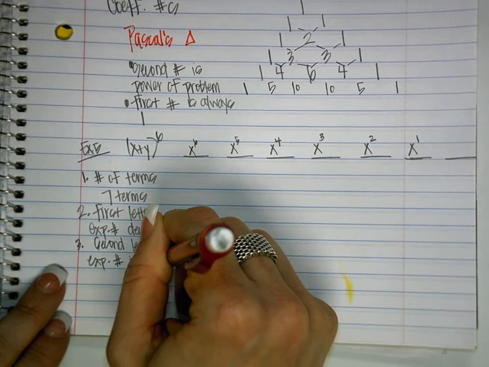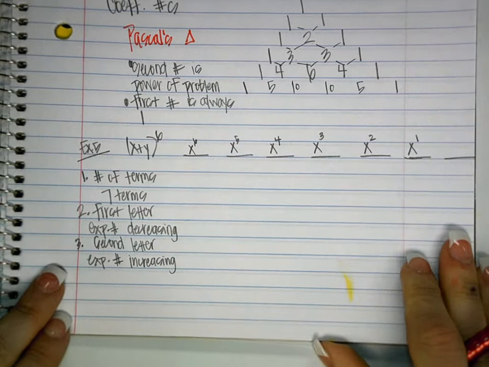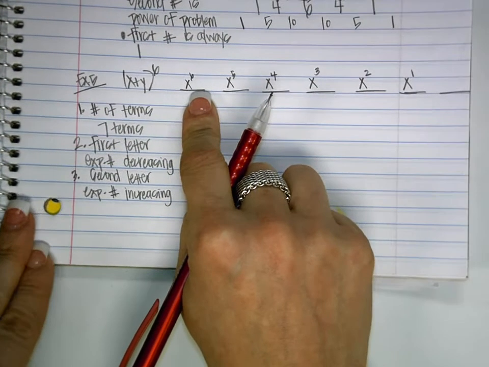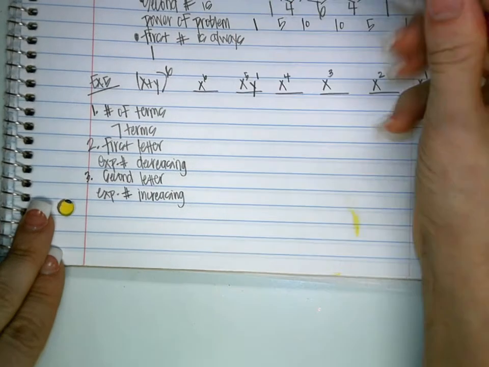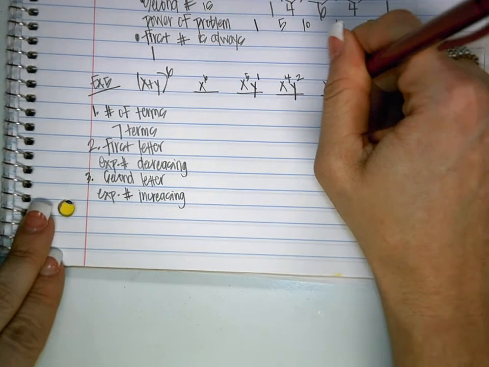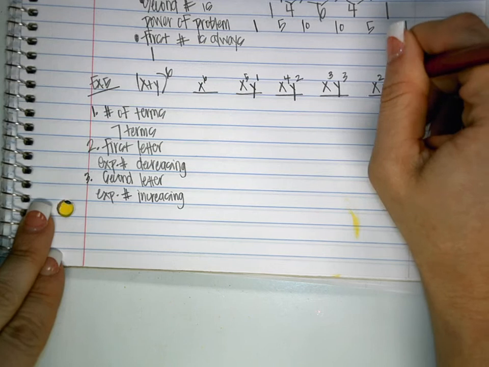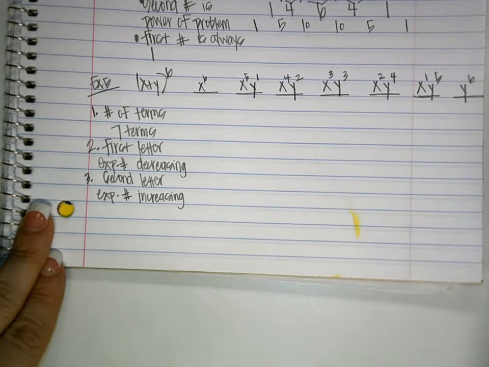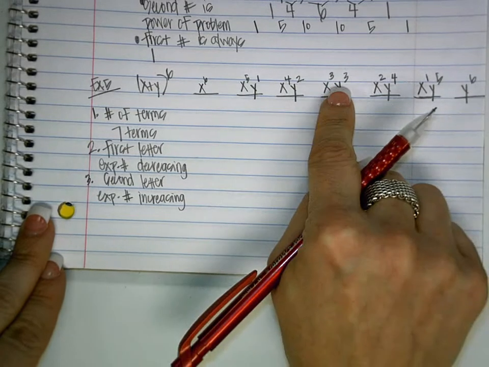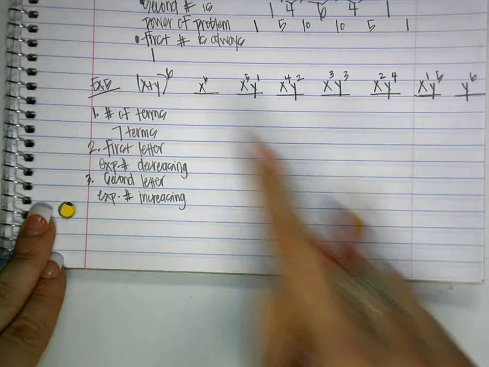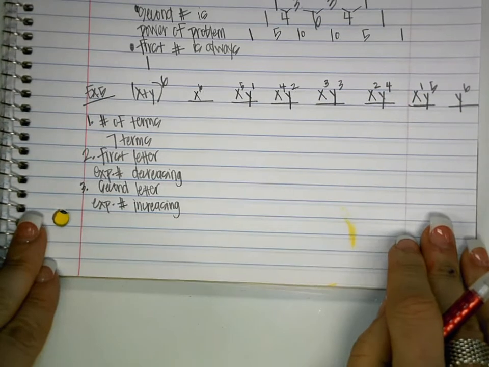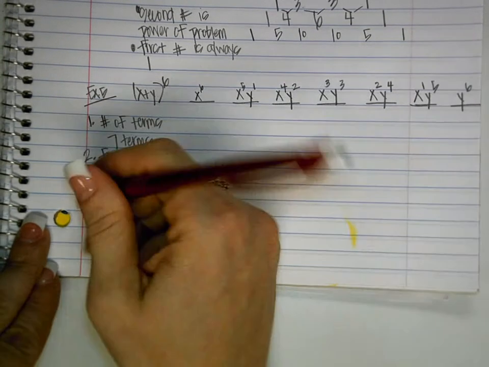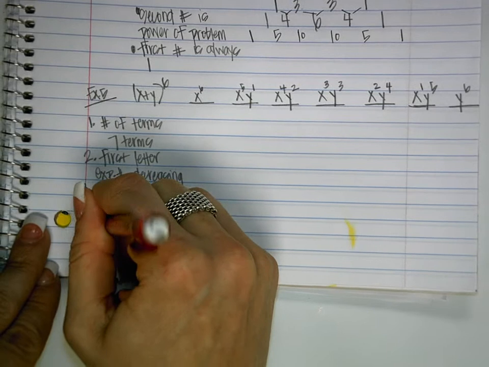So the second letter's exponent number is increasing. It starts at 0, so technically this is y to the 0. Then we'd have y to the 1st, y squared, y cubed, y to the 4th, y to the 5th, and y to the 6th. Remember, your exponent numbers will always add up to the total exponent number of your problem. That's how you can check to make sure that you're on the right line.